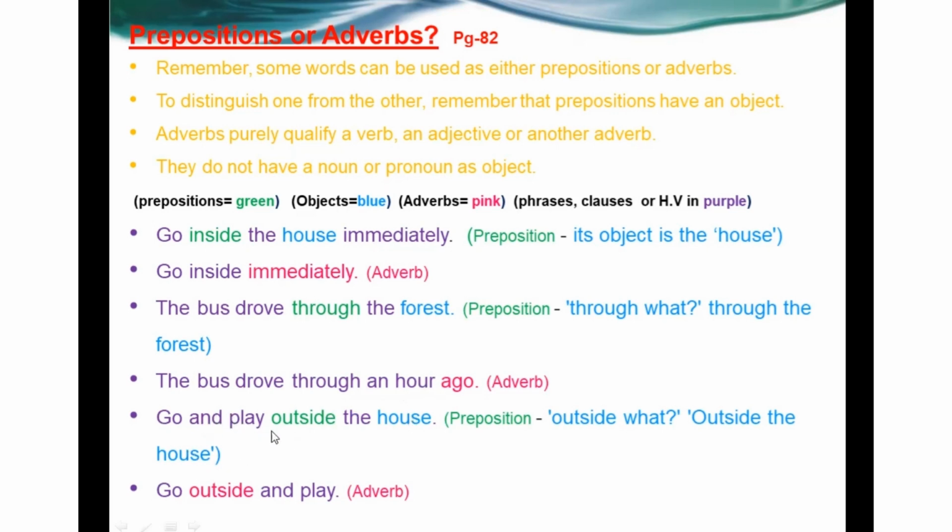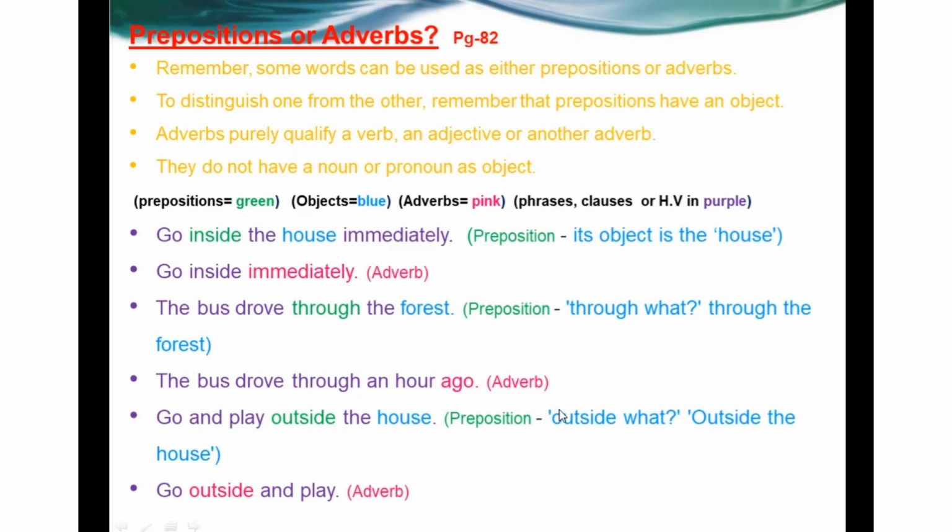Go and play outside the house. What preposition here? Outside is the preposition. Outside the what? The house. Students, house is our object. Clear? Now let's see the next example. If we have to check whether it is a preposition or the adverb, we will see the same condition with adverb. How will it be? Go outside and play. Like that, it will be given in the adverb form.